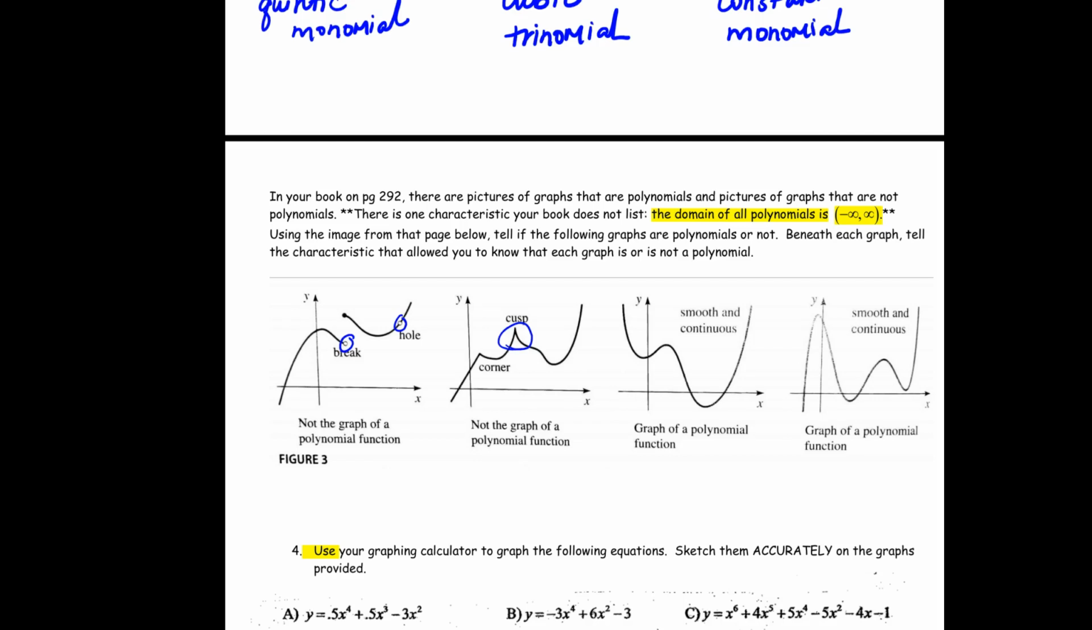Basically, as you travel from left to right on the x-axis from negative infinity to infinity, the graph is described as continuous. I can continue my pencil all the way through and have no breaks, no cusps, no holes. So same for this one too, even though it starts down below, it's smooth, it's continuous, I don't lift my pencil in any way.